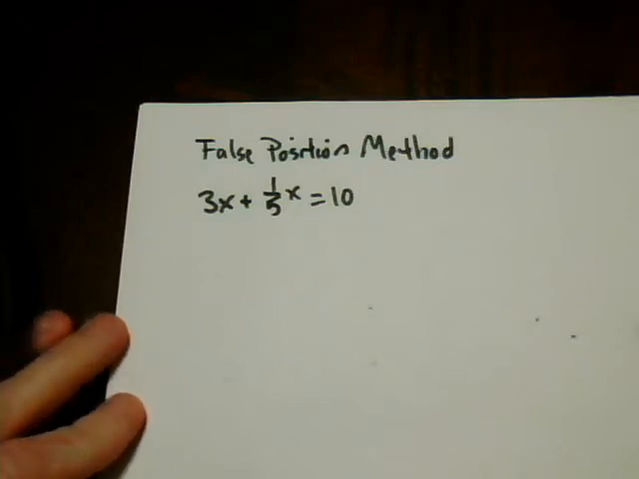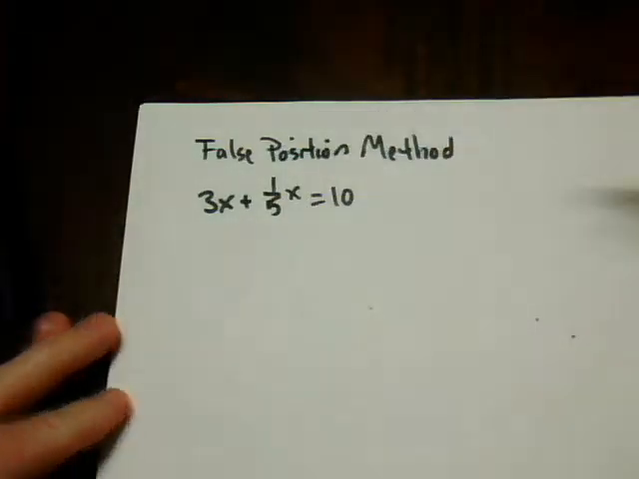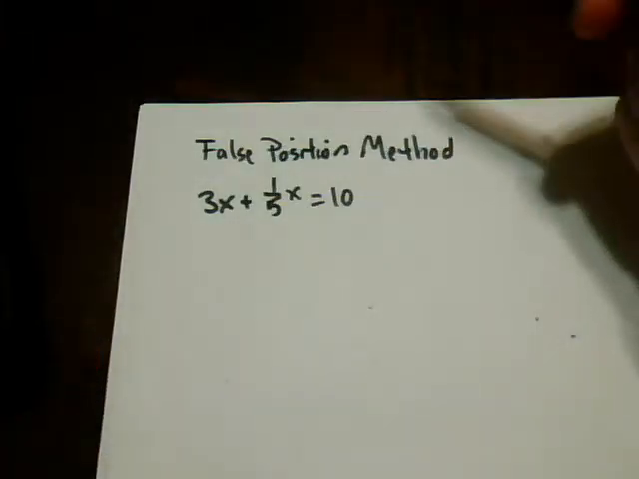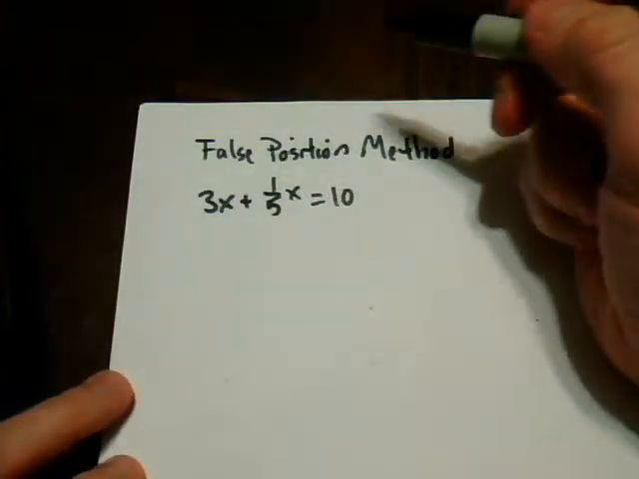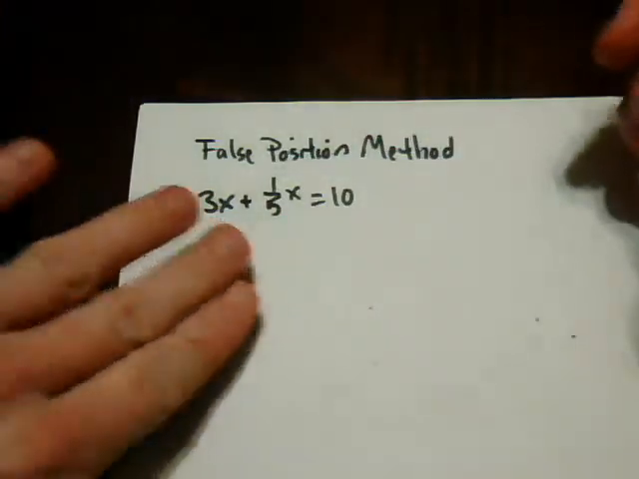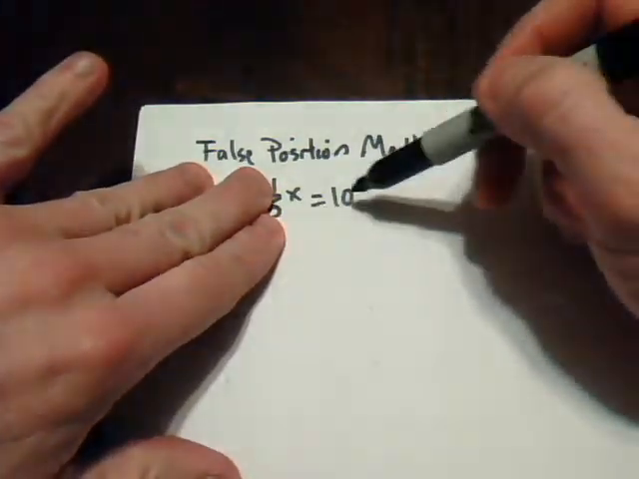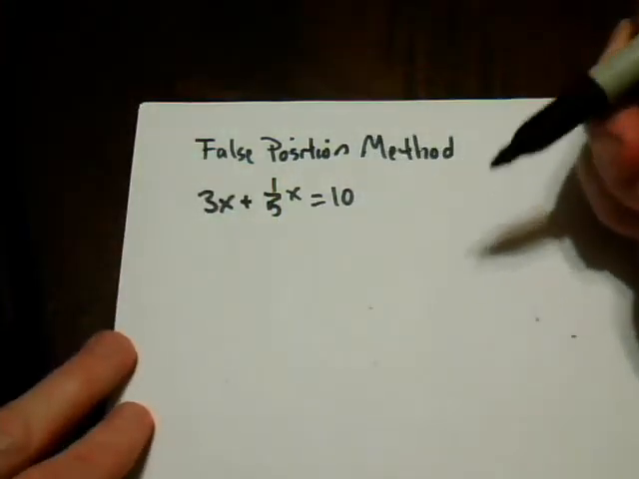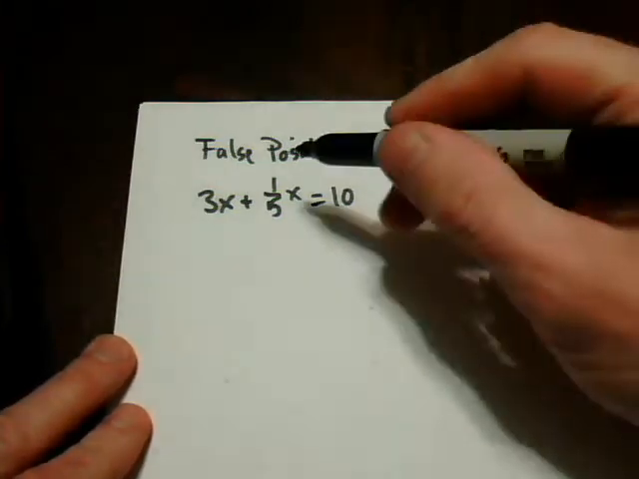Alright, we're going to do some ancient Egyptian math using the false position method. Here's our equation. Basically, what they did was they chose some value for x, and then, depending on what the value was over here, they multiplied it by some number to get 10. Sounds complicated, but it's not. I'll show you.